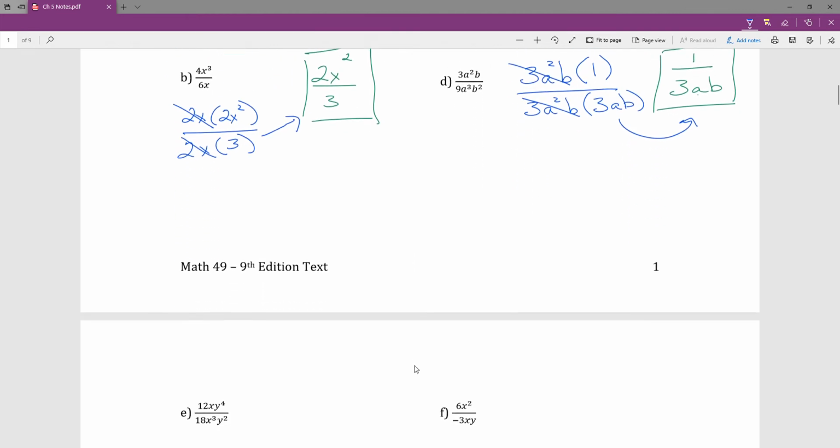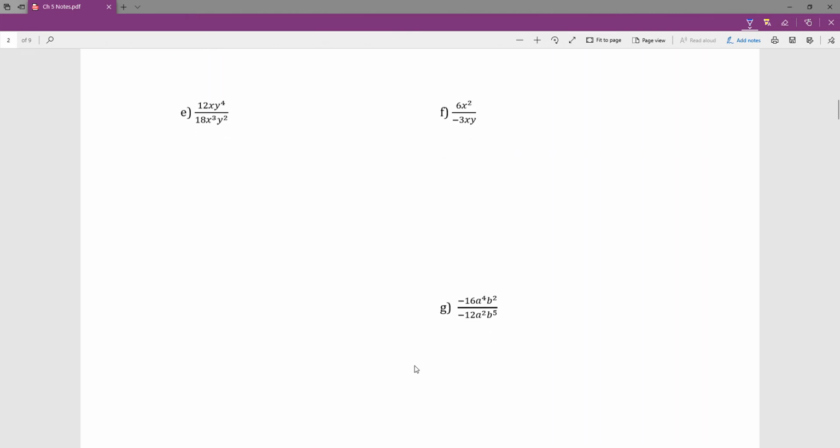There's a few more to try on the next page. I'm going to not show you every which way to do these. Again, let's just test that you know how to get there. So I'll throw the answers for these 3 up and take it from there.